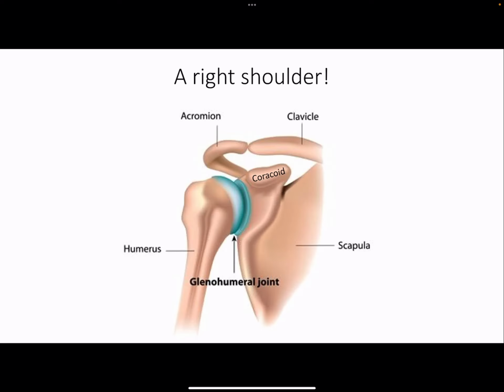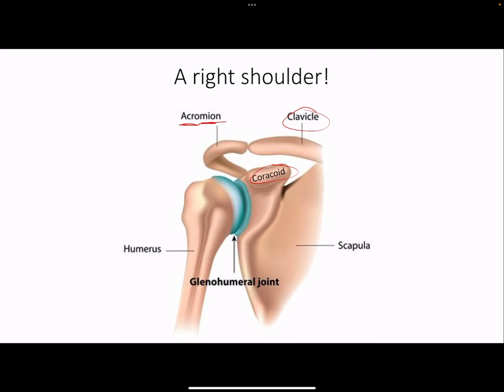Starting at the shoulder, okay, so we have the clavicle and the coracoid and the anterior. The acromion is the sort of highest point of your shoulder. Think of Athens. The Acropolis is the highest part of the city. Acro, high, polis, city. So here, acro, high, mion is shoulder, the highest part of the shoulder.